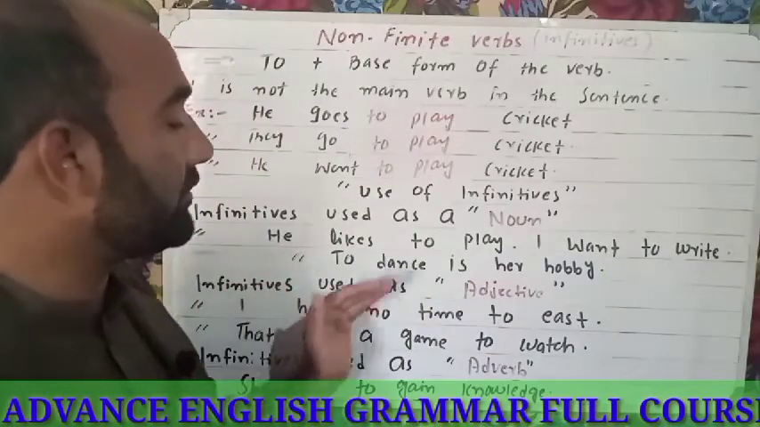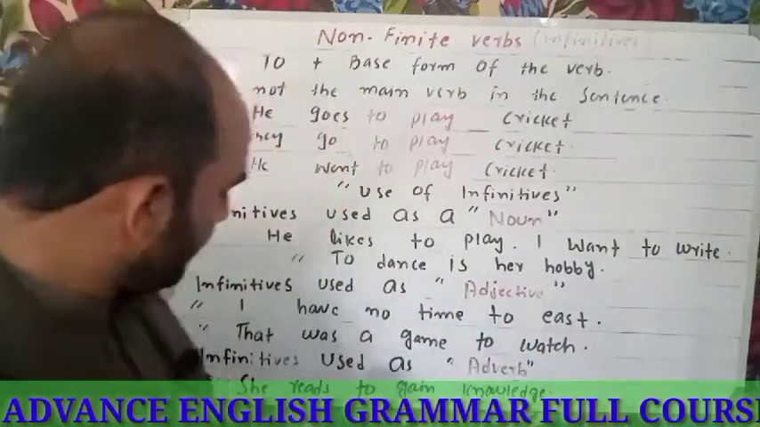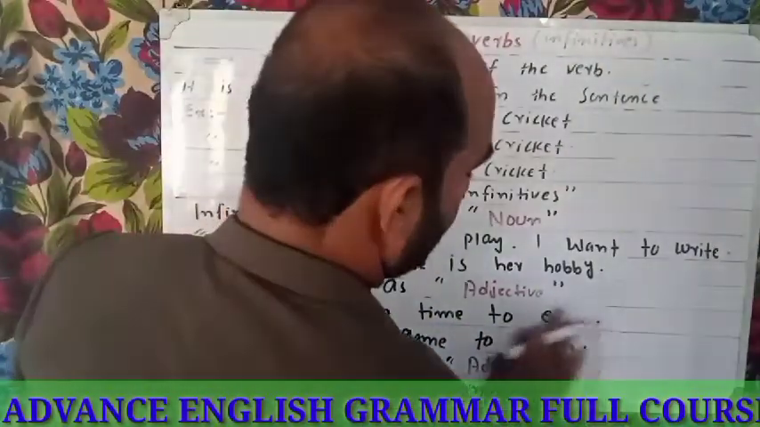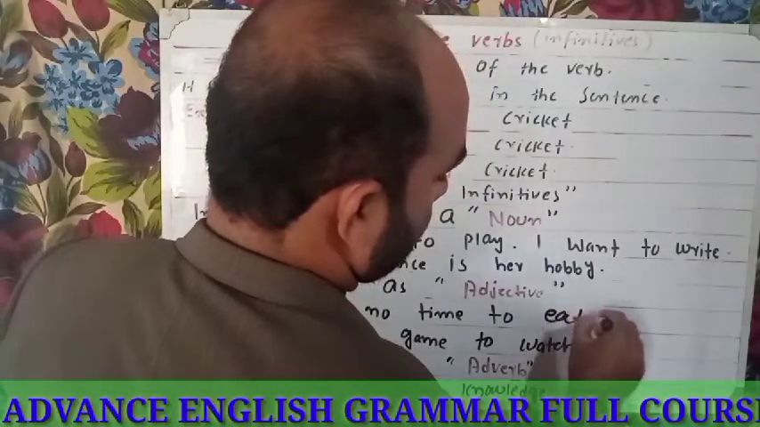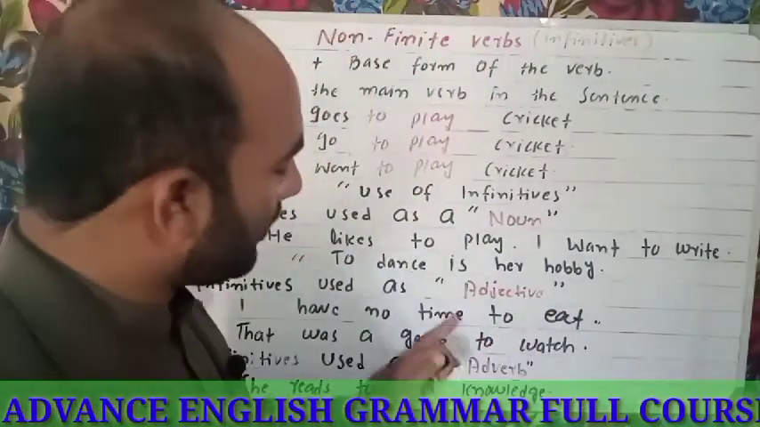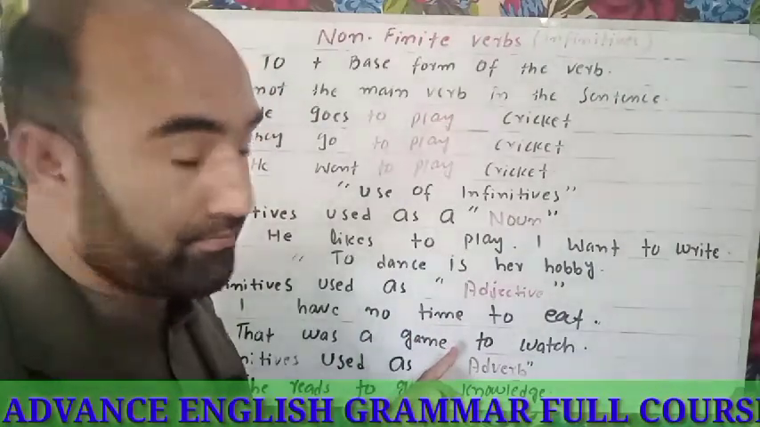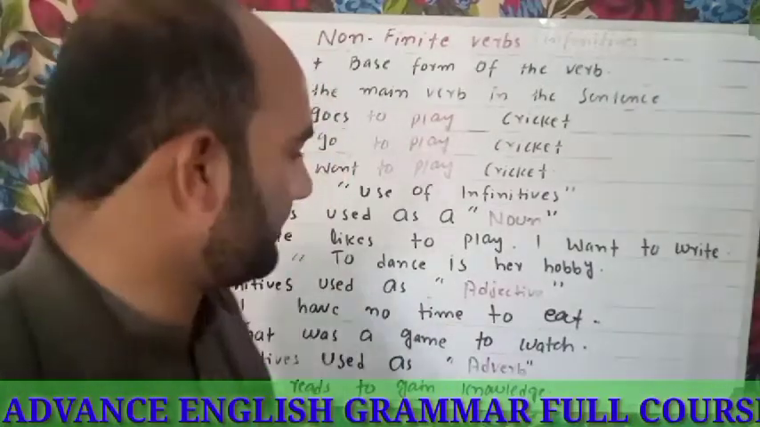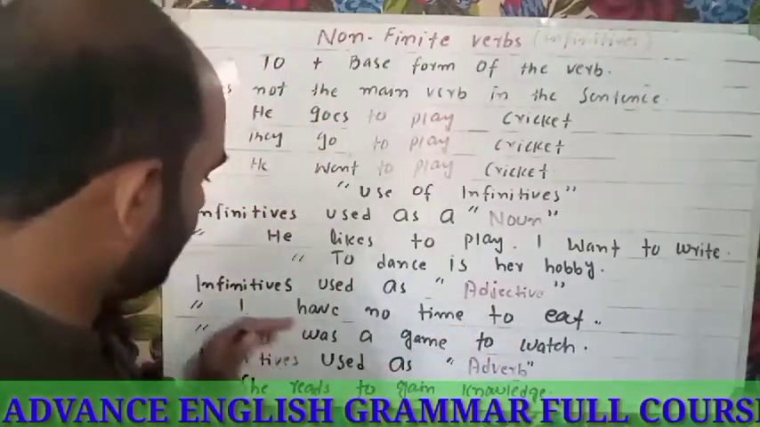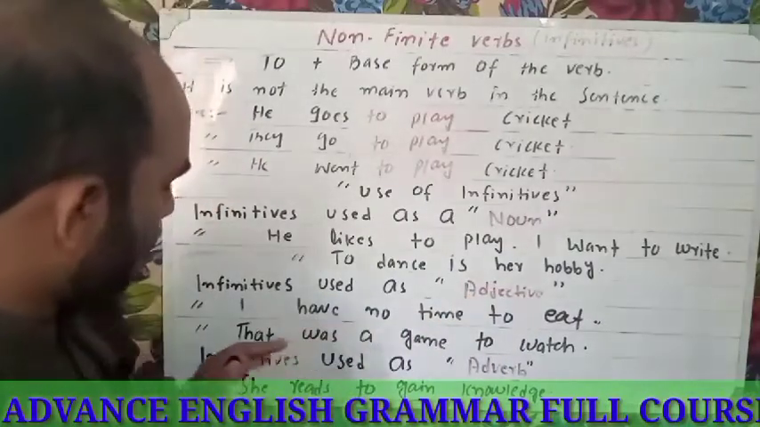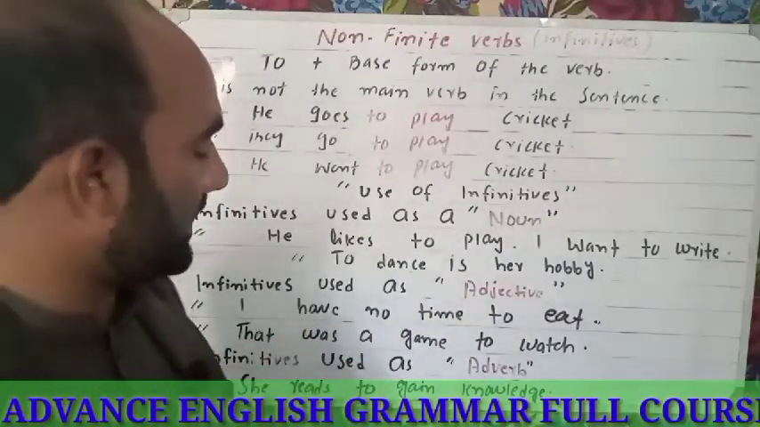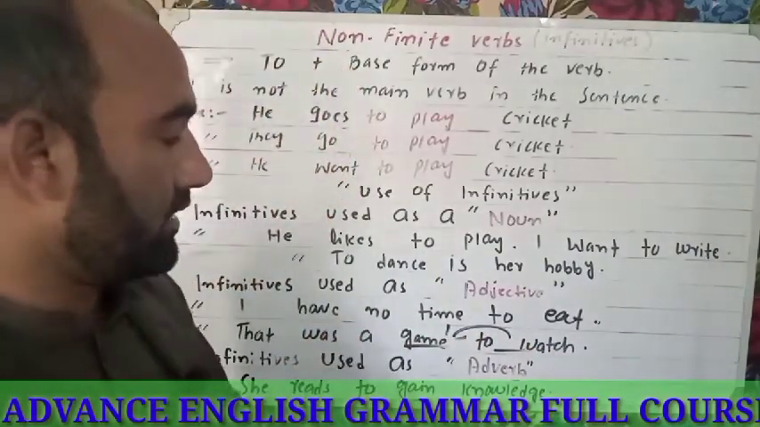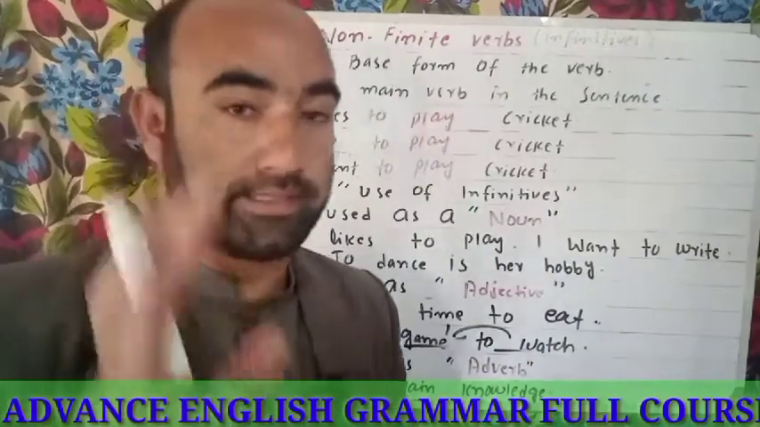Now, the infinitive used as an adjective. I have no time to eat. To eat modifies no time. It is the adjective of no time. It has been used as an adjective. I have no time to eat, and that was a game to watch. It modifies the game. So it plays the role of an adjective.